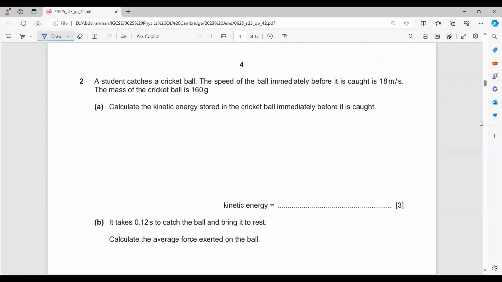Calculate the kinetic energy immediately before it's caught. What's the kinetic energy? Can someone remind me? Half mv squared. Kinetic energy equals half mv squared. What are the numbers I'll substitute with?